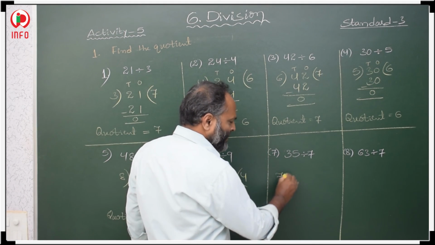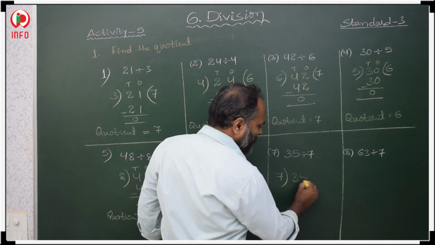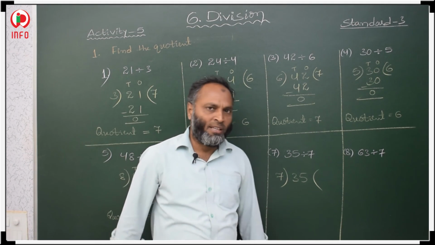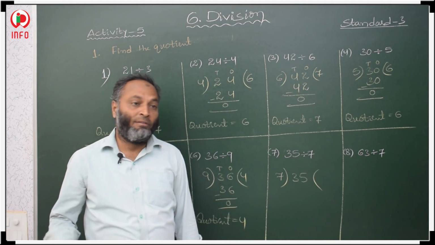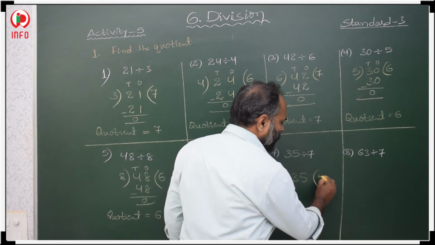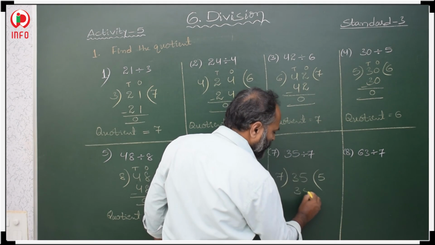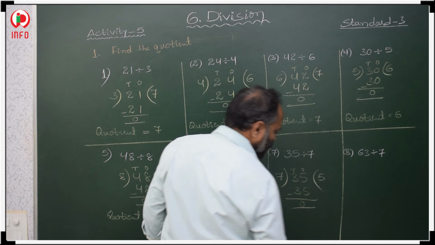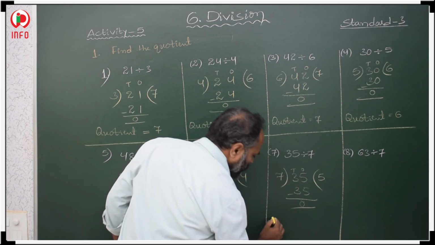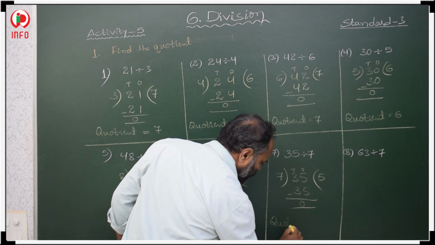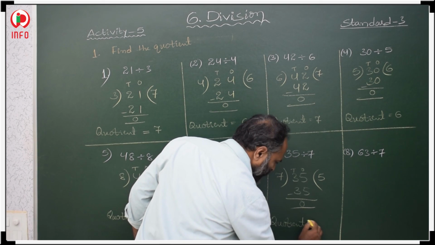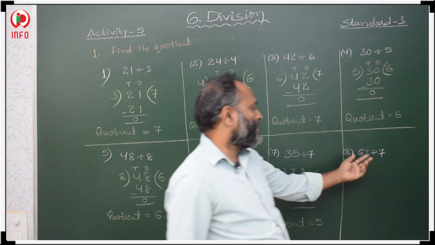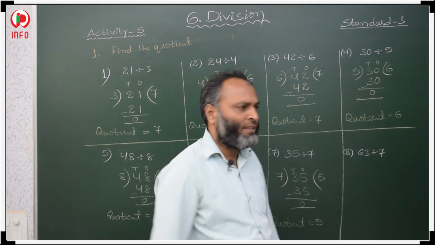Next, 35 divided by 7. 7 is the divisor. The divisor divides this dividend. In the 7 table, when will you get 35? 7 4s are 28, 7 5s are 35. This is in ones place and tens place. 35 minus 35, 0. The quotient is 5.